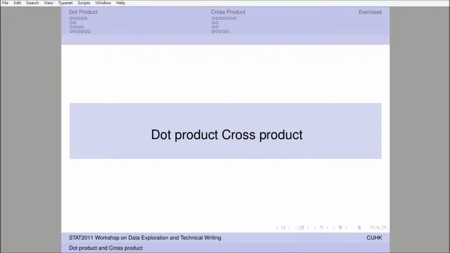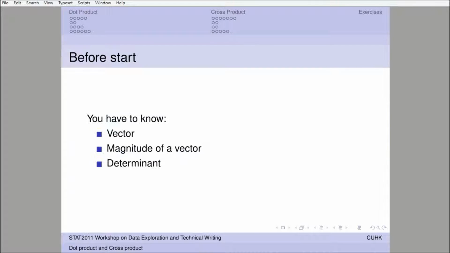This video is about dot product and cross product of vectors. In order to understand this video, you have to first know about what is vector, how to calculate the magnitude of vector, and also what is determinant. If you have problems with these terms and concepts, you may refer to the YouTube links in the description.